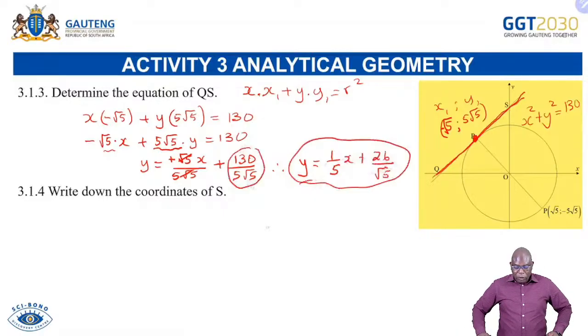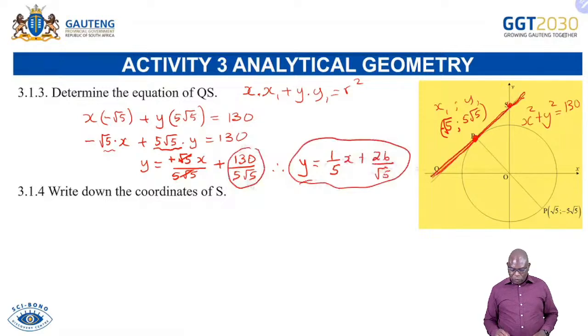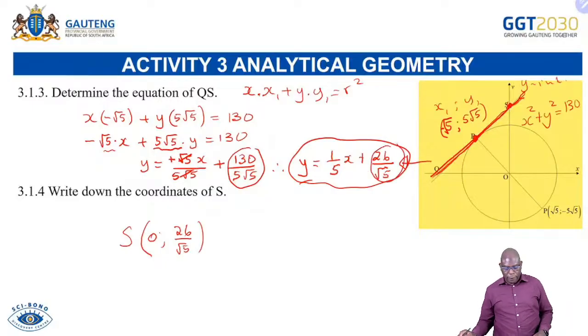Right. Write down the coordinates of S. S is there. I know the equation of that line. What is the equation of that line? It is this one. S is the y-intercept. So in other words, the coordinate of S will be the y-intercept, x is 0. The y value will be the c. It will be that value there. So that will be the value of c.